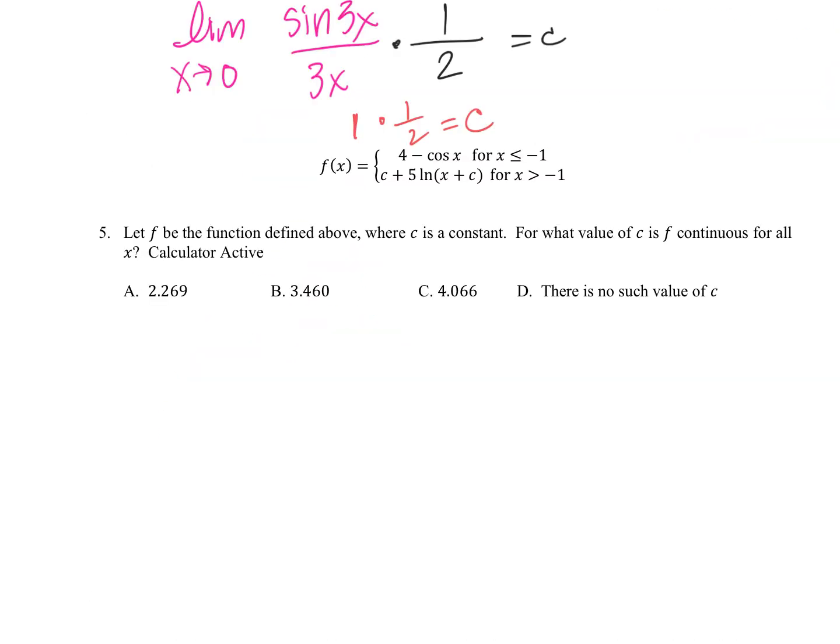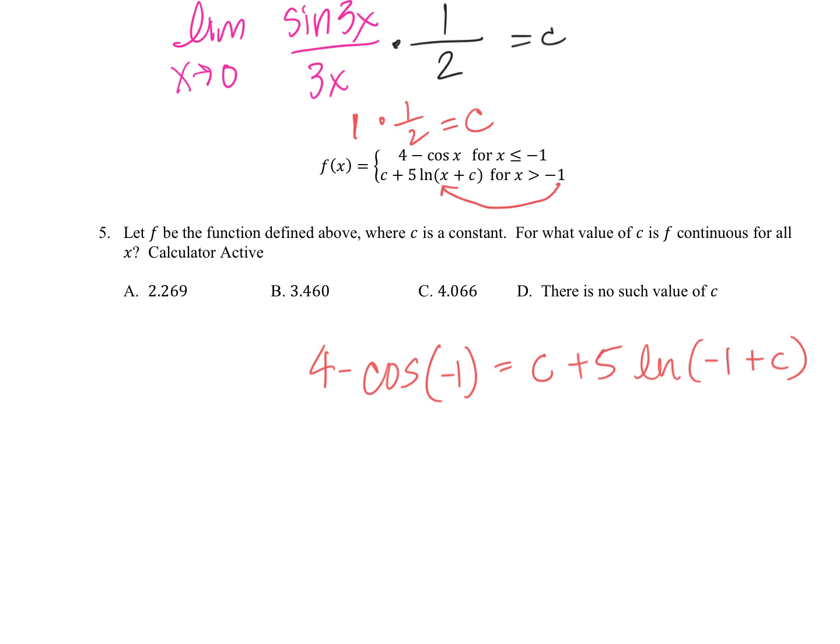0.5. You got it. So this one says, hey, here's this function again. Where is my function continuous? And again, to your point, Biscuit, for what value of c is it continuous for all x's? Okay, so they want us to go find c. What are we going to plug in where? And I'm going to write this out personally. 4 minus cosine of -1 equals c plus 5 ln of -1 plus c. Again, I'm just plugging in negative ones in for my x's.